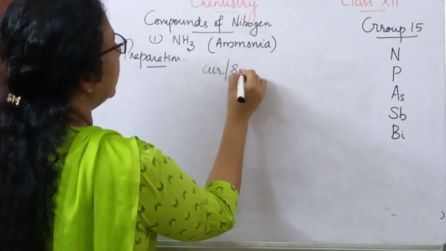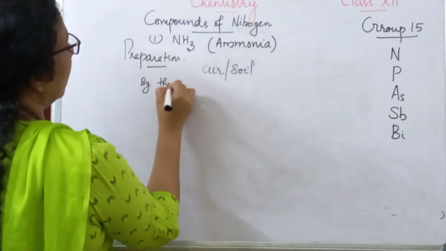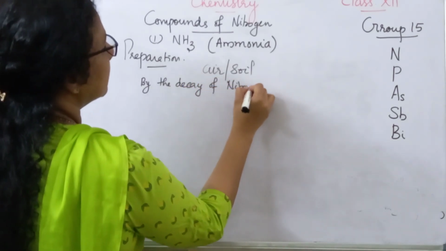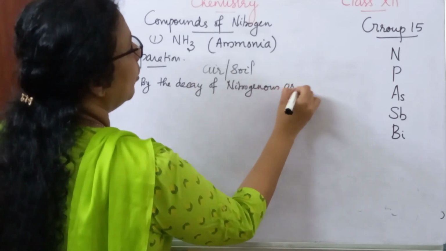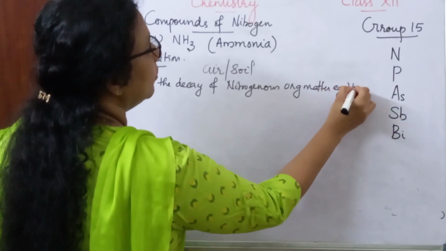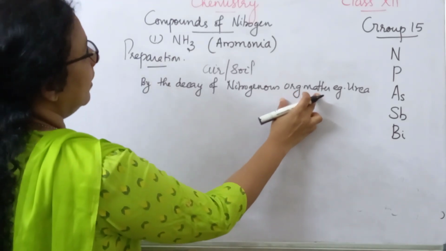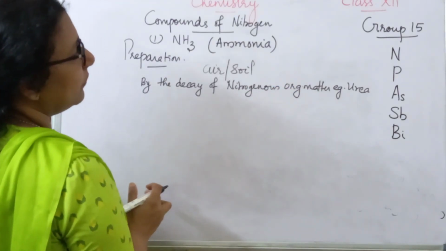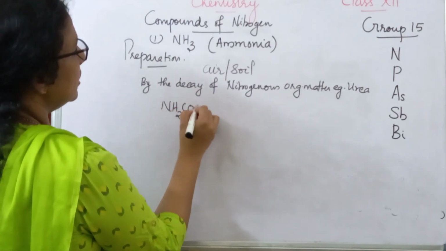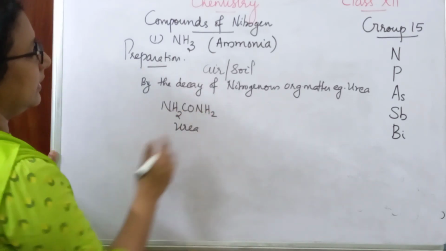The presence of ammonia is there in air and soil, where it is formed by the decay of nitrogenous organic matter, for example urea. So urea is an example of nitrogenous organic matter. On decay or the hydrolysis of urea, it produces ammonia gas. The formula of urea is NH2CONH2.